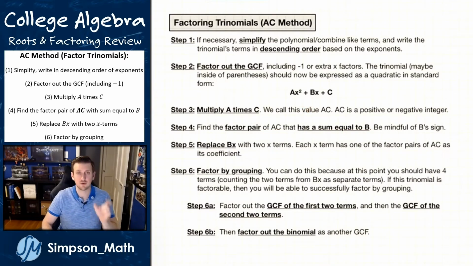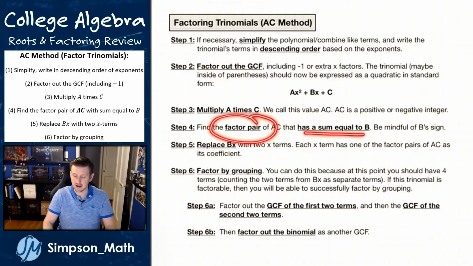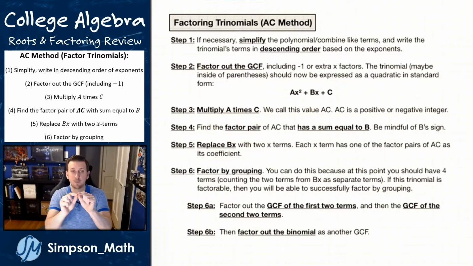Next, now that you have your factor pair in hand, you're going to stick an x on each of those and replace bx with those two x terms. Each x term has one factor of the pair of AC as its coefficient. So like I said, you're going to find your factor pairs of AC. They're going to add up to equal B. Stick an x on each of those, and then you're going to break apart bx with those two values. And then step 6, factor by grouping.